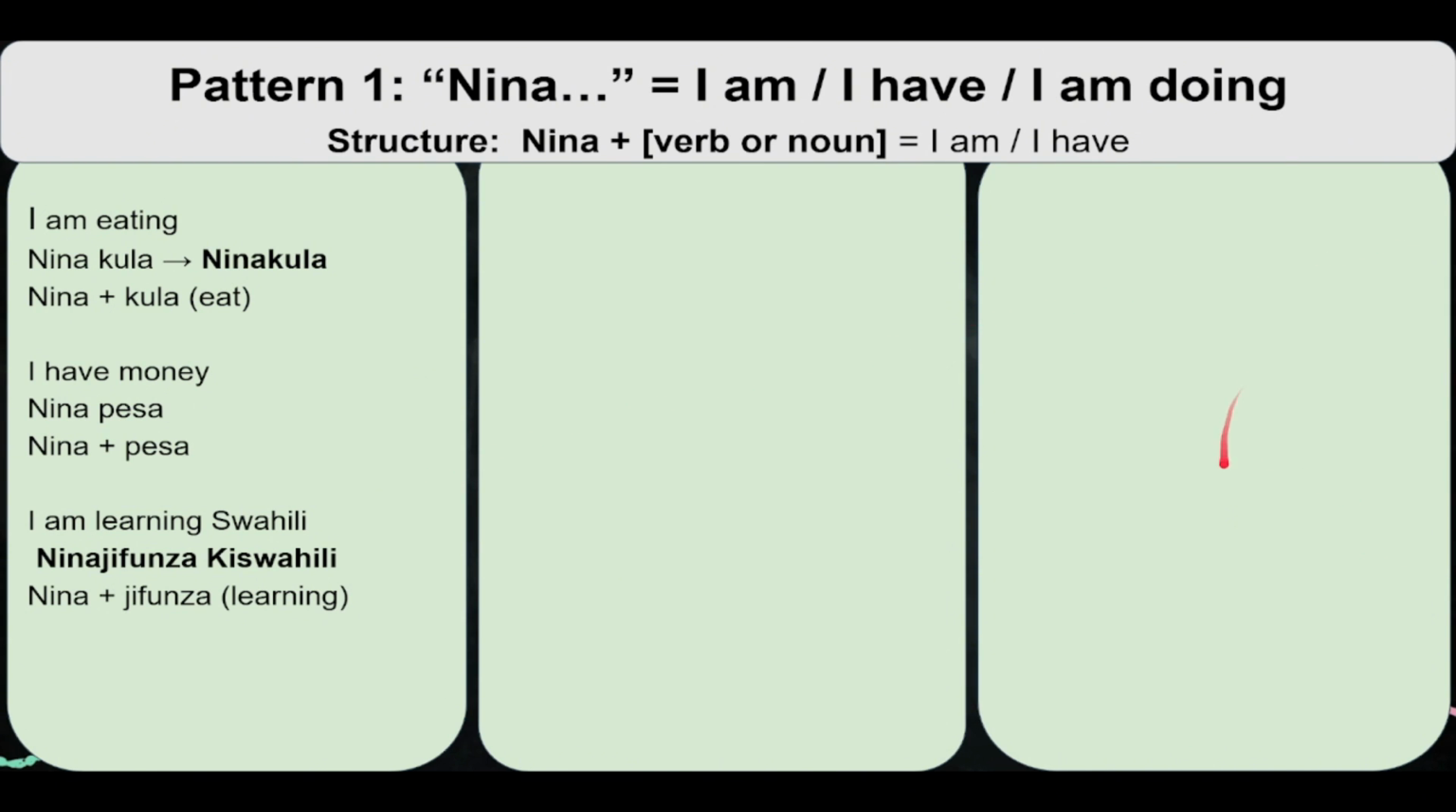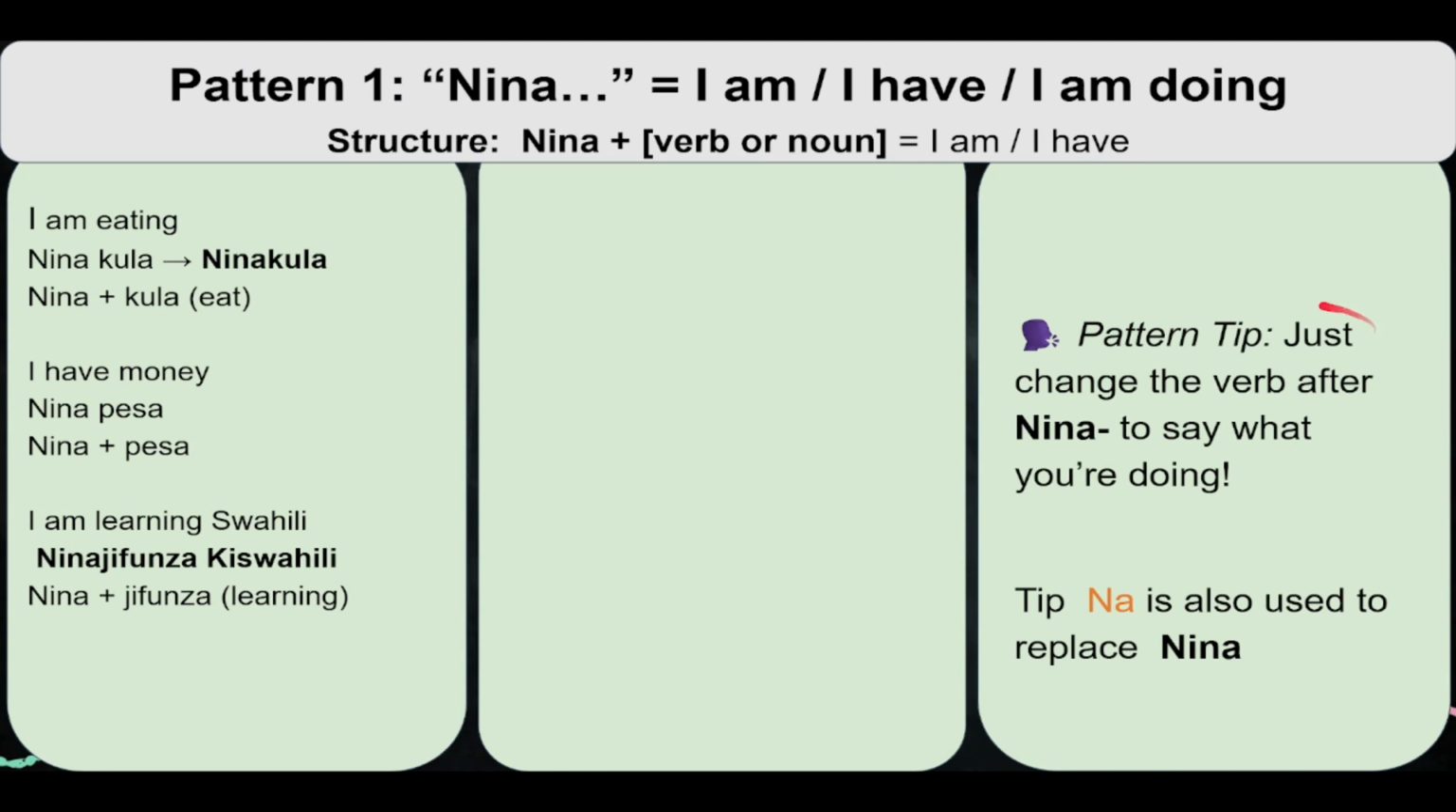One tip I want to give you here is to understand how this pattern works, just remember you put Nina before you say what you're going to do or what you're doing or what you want. The verb, present continuous, or the noun. Another tip I want to give you is na is short for Nina. Every language has ways they shorten the way they say things. So the official way is Nina, and you will hear that a lot.